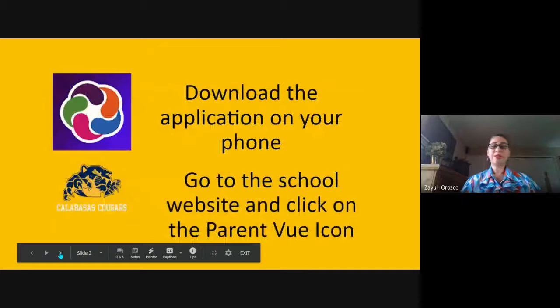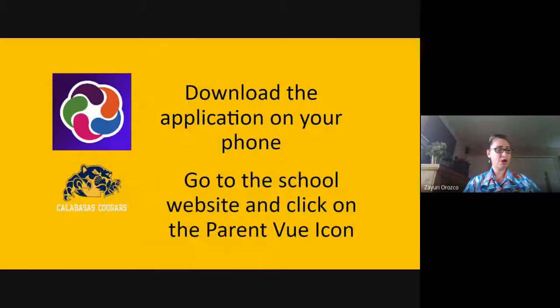You can download the ParentVUE application on your phone by going to the application store and typing the words ParentVUE. This is the logo right here that you are looking for on your app store. You can also go to the school or the district's website and click on the ParentVUE icon by scrolling down to the bottom of the page. On our page, as soon as you go in there, scroll down and it'll say ParentVUE. You can click on that icon and you will find it.